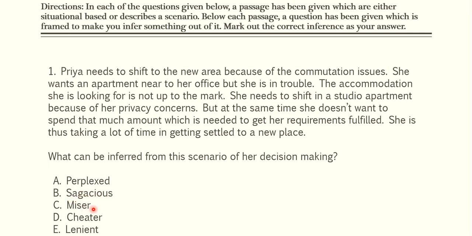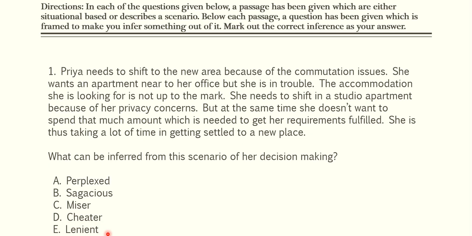Alright. Now, miser. What is the meaning of miser? Miser is a noun. It refers to a person who hoards wealth and spends as little money as possible. Fine. We call such a person a miser, someone who doesn't want to spend money at all. Right. And cheater, we all know the meaning of cheater. Someone who defrauds or cheats others. Fine. And lenient. What is the meaning of lenient? Lenient is an adjective and it means merciful. Fine. Not strict. Just opposite of strict.